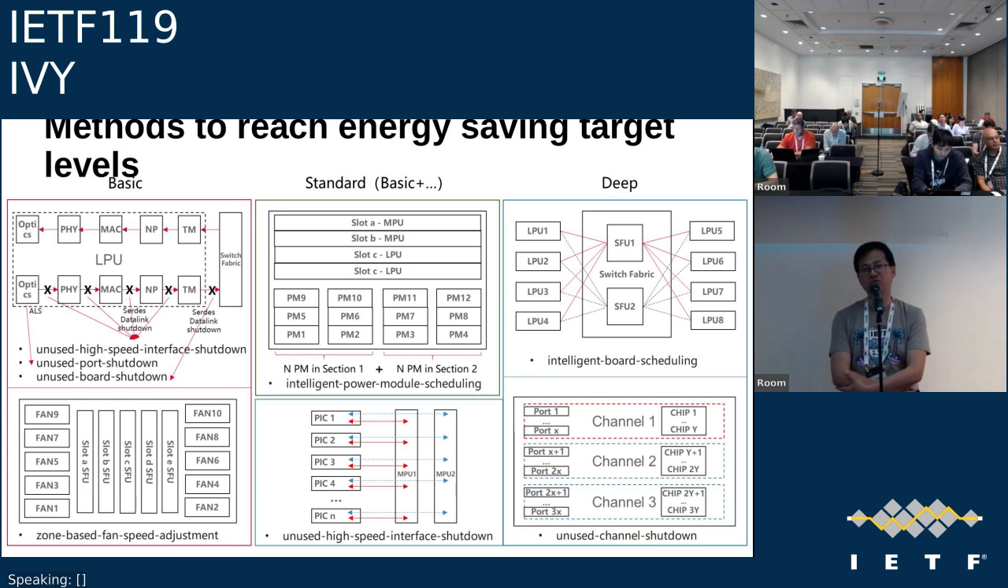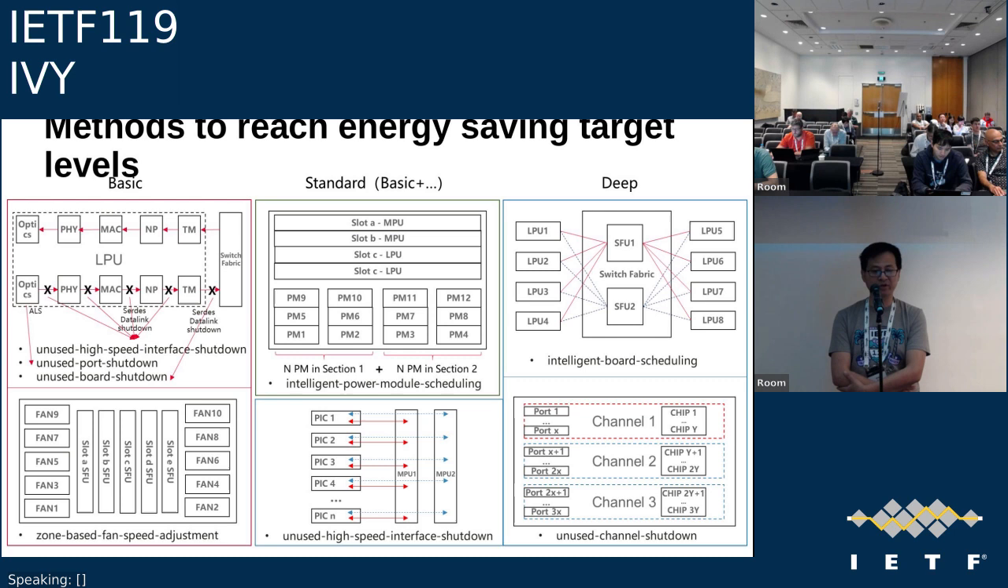Here is just to give you a sense of how to classify the energy saving method. We have three energy saving modes: basic mode, standard mode, and deep mode. The basic mode can support multiple energy saving methods. For example, unused high speed interface shutdown. This can usually be used between two adjacent components, for example, between the optical module and the physical module. For unused port shutdown, this kind of method can be applied to the optical module, so you can leverage mechanisms like auto laser shutdown. And the unused board shutdown focuses more on the system level.